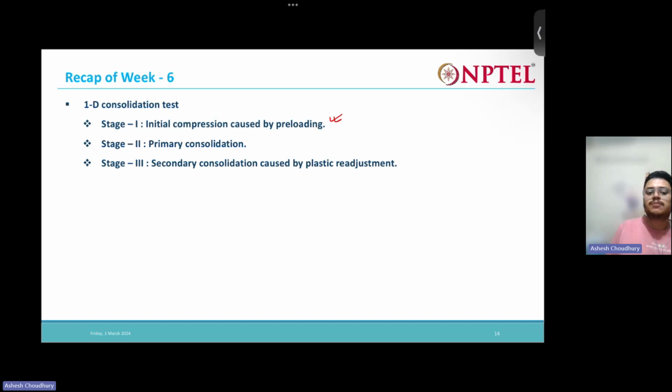In the initial compression there is some elastic readjustment, elastic settlement, occurring. That is stage 1, the initial compression. Then we have the actual primary consolidation, where the pore water pressure gets dissipated and there is some volume change in the soil. After the primary consolidation ends, we have the last stage, caused by the plastic readjustment of the soil grains. That is known as the secondary consolidation. The main one is the primary consolidation.